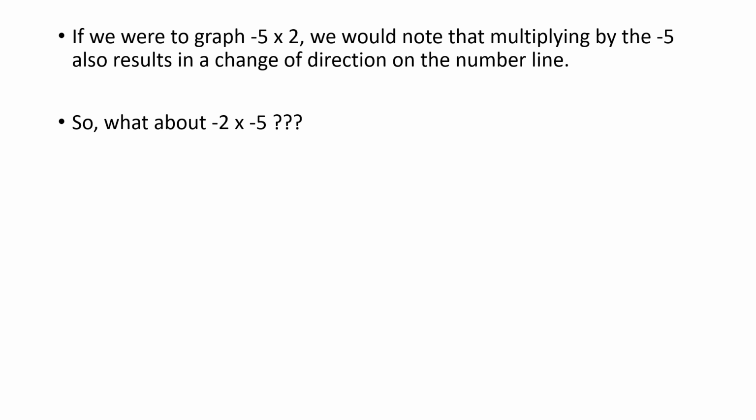So recapping what we know. If both numbers are positive, we move to the right. If only the 2 is negative, we move to the left. If only the 5 is negative, we move to the left. So what would happen if both the 2 and the 5 were negative? I'm going to let you guys think about it for a second, and then we'll come back and talk about it.